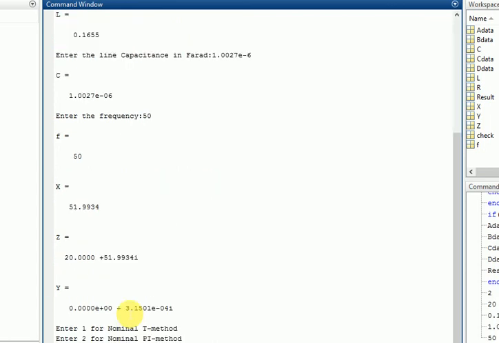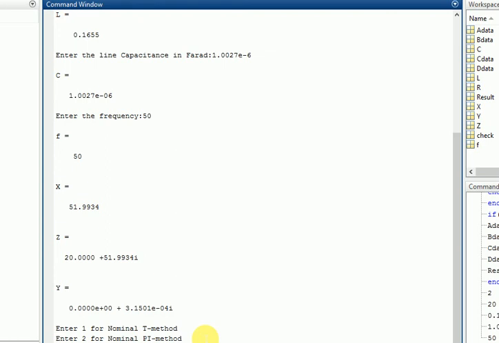So this is the data which is shown as a part of the two methods for the medium transmission. Here Y and Z are taken from the feeder data. Z is 20.4 plus 51.9934i, and Y is 0.0000e00 plus 3.1501e-04i. Now it is asking to enter 1 for the nominal T method and 2 for the nominal Pi method.